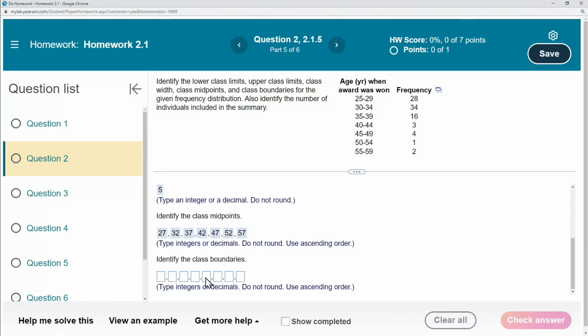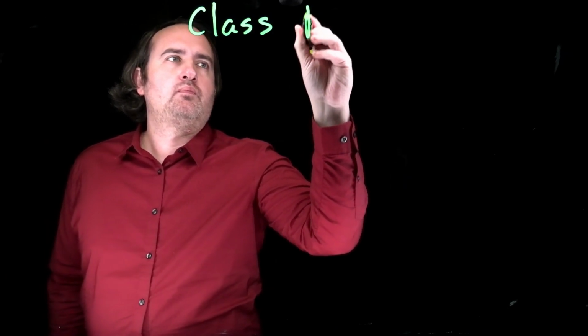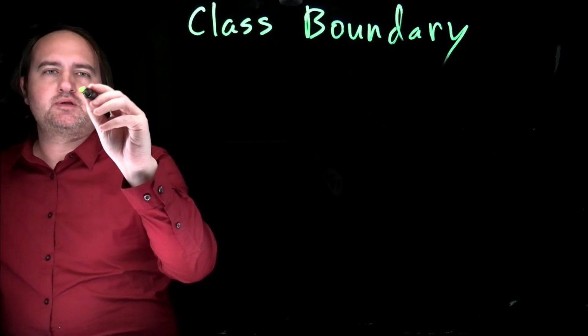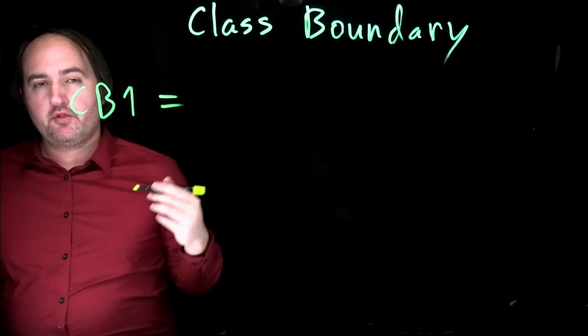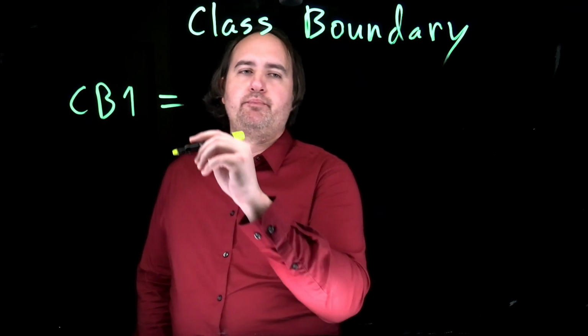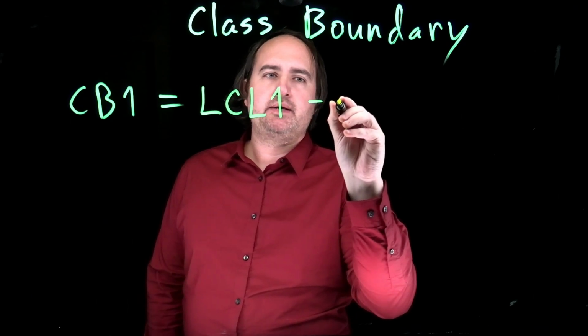Okay, so anyway, we're talking about now class boundaries. So what is the formula for finding the first class boundary? Well, actually, all you have to do to find the first class boundary, the formula is going to be CB1 equals the first lower class limit minus 0.5. Okay, so CB1 equals LCL1 minus 0.5.